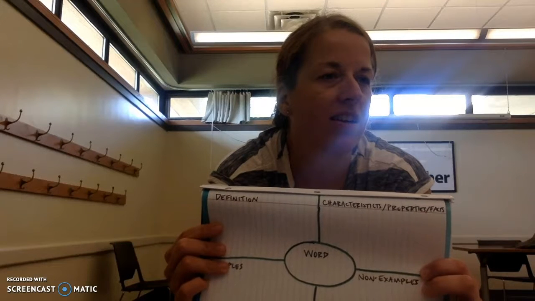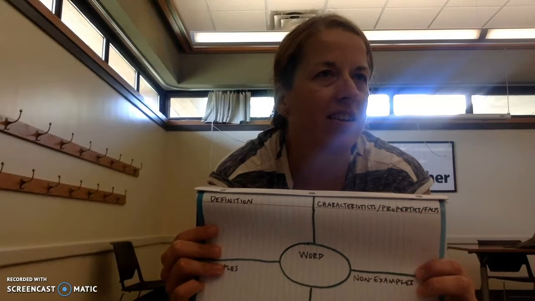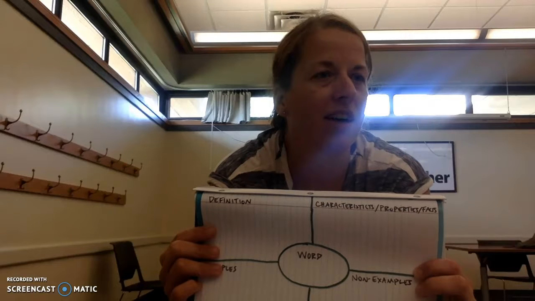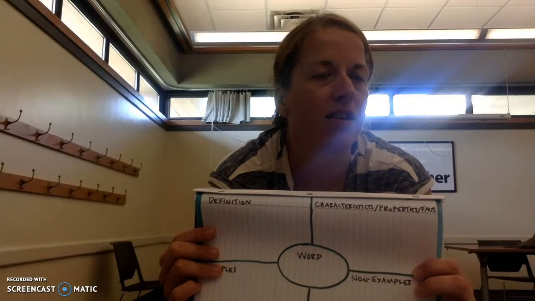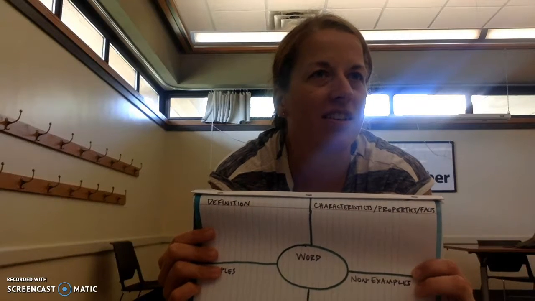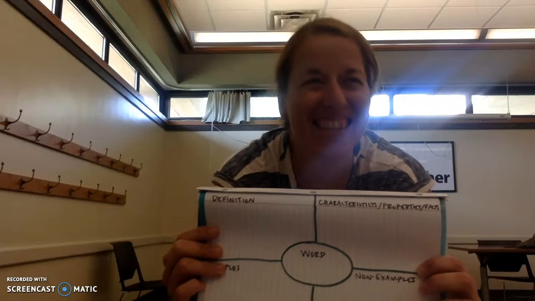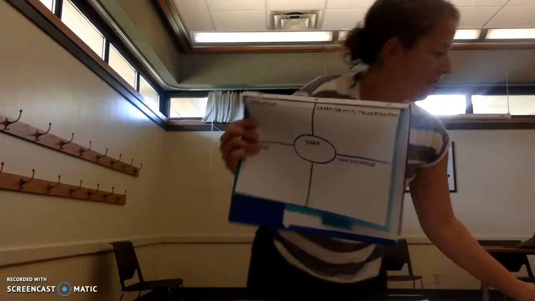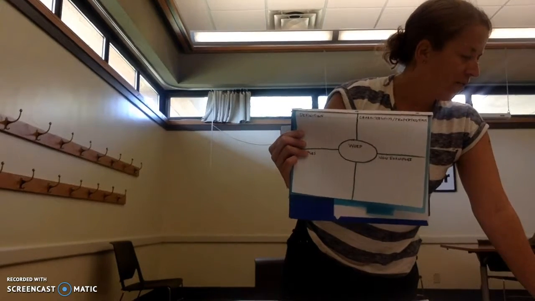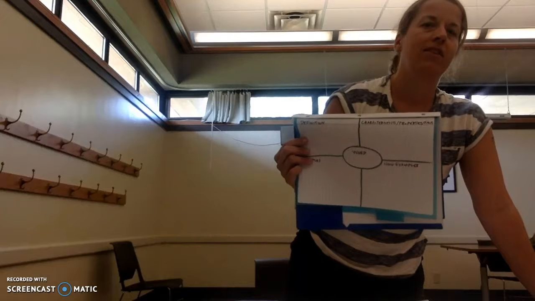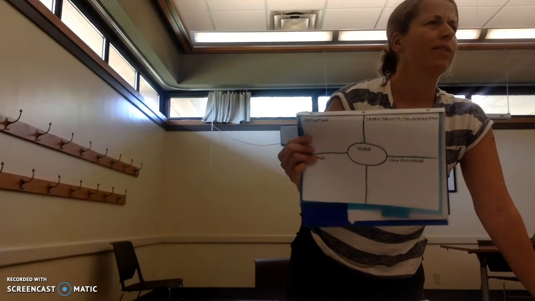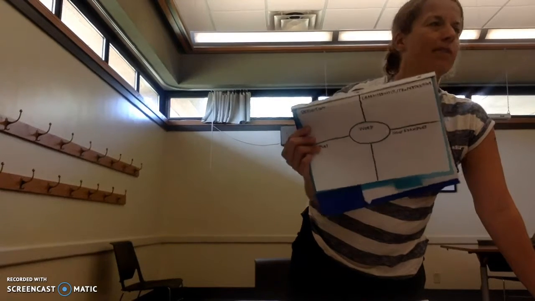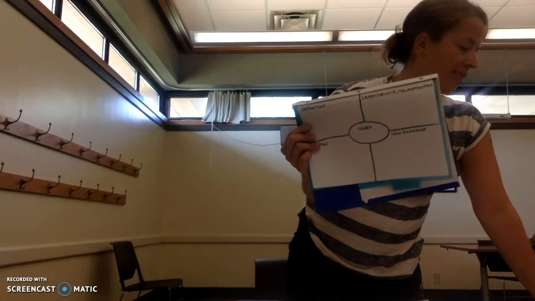Yep. The parabola is the arch. The official definition we said was the arch-shaped curve with points equidistant. What does equidistant mean? We didn't write that down. It means they're the same distance. Same distance from the vertex and the axis of symmetry.